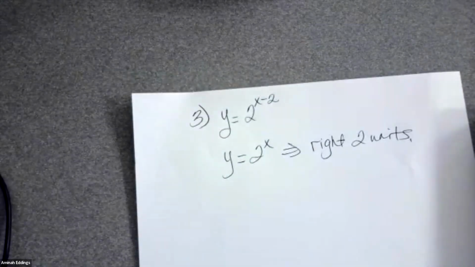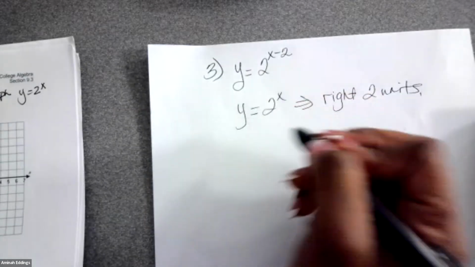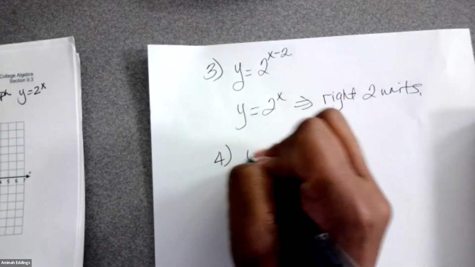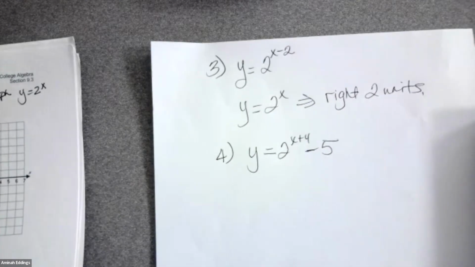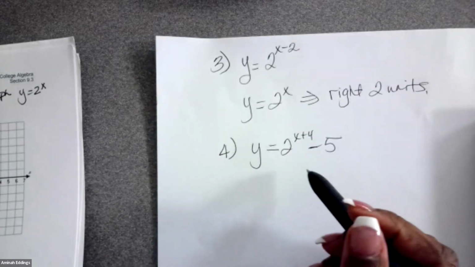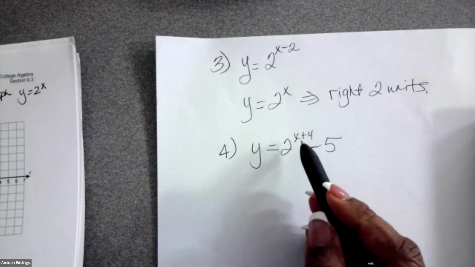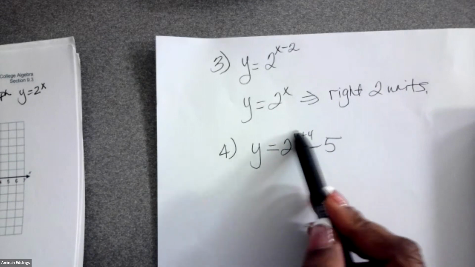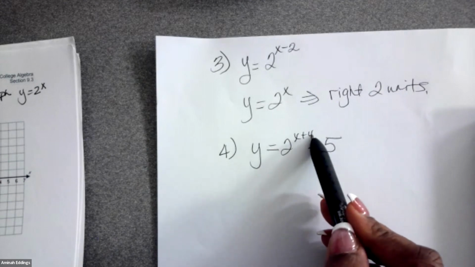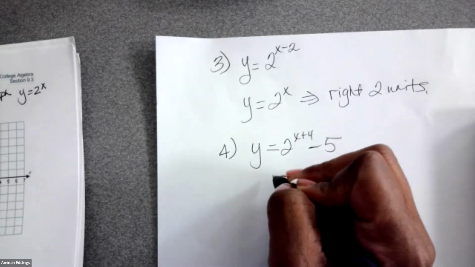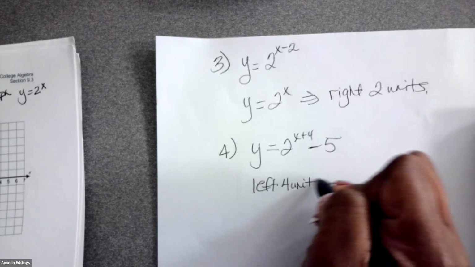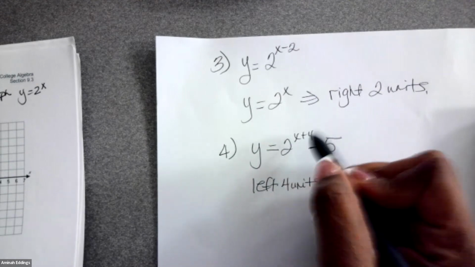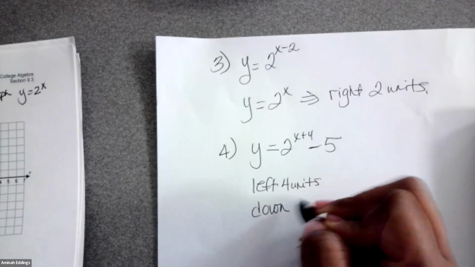Okay? What if I gave you y is equal to 2 to the x plus 4 minus 5? Well, if I asked you to graph it, again, you can create your table and plot points. And then let's talk about the transformations. Well, remember, this is that initial function. Now I have a plus 4 inside my function. So that means my graph is going to move left 4 units. Inside, remember, we always do the opposite. And then it would go down 5 units.